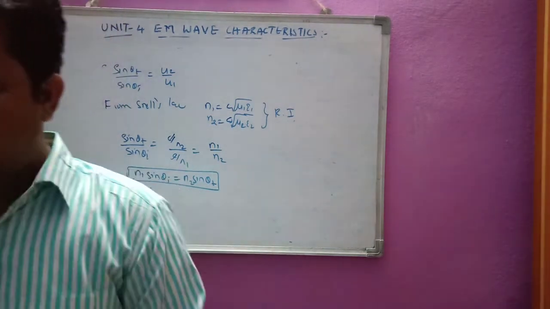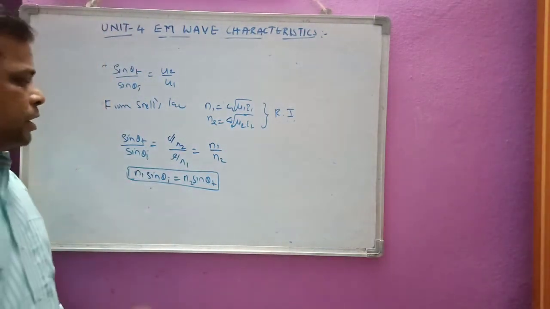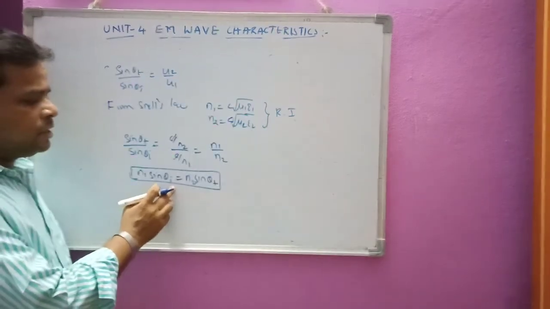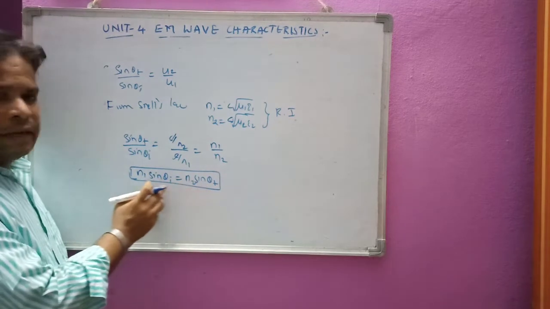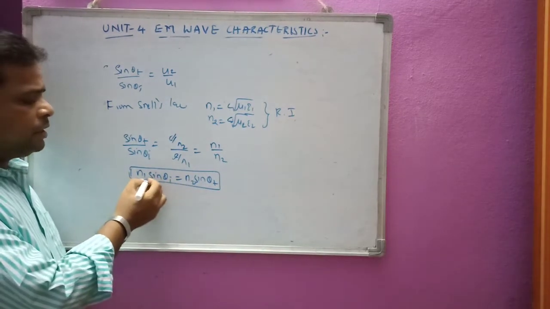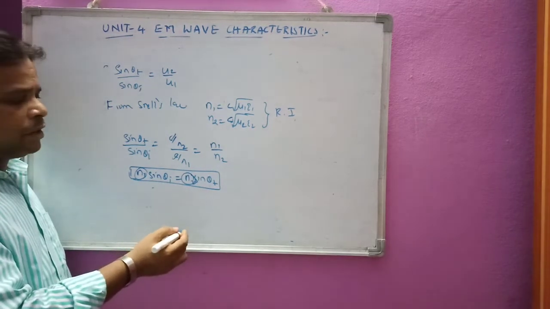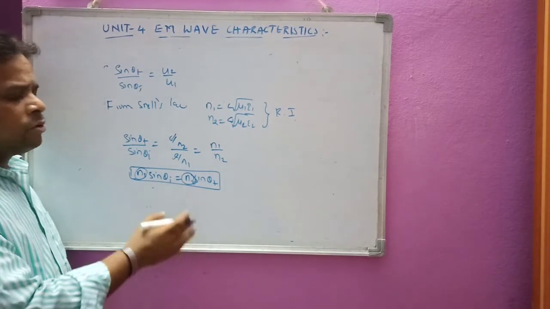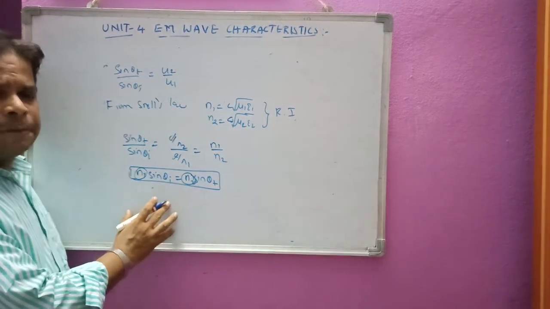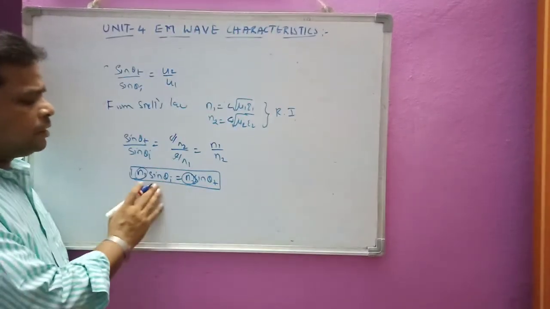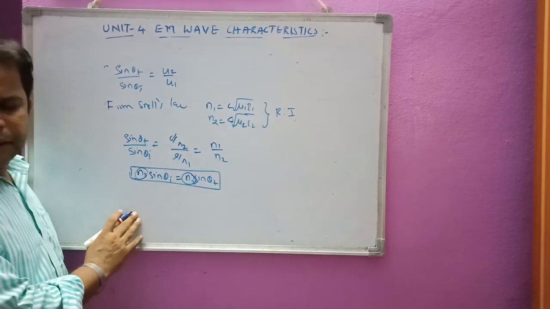Now this is the important equation which we are going to have: n1 sin theta 1, where theta 1 is the angle of incidence, equals n2 sin theta t, where theta t is the angle of transmission. This equation depends upon the two refractive indices. Hope you might have come across this formula in optical communications or the light concept.